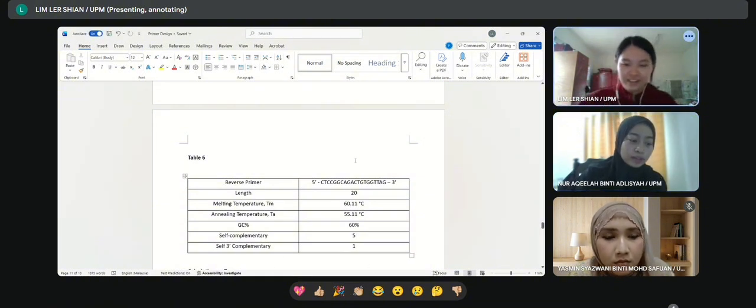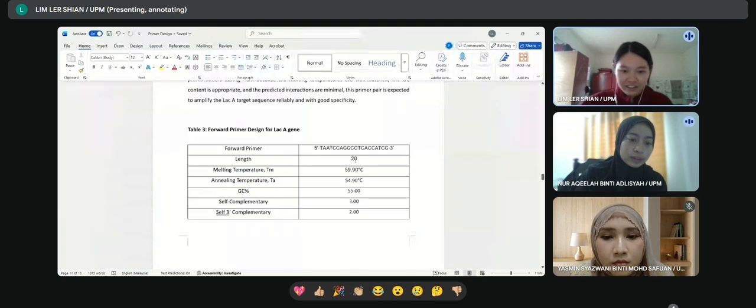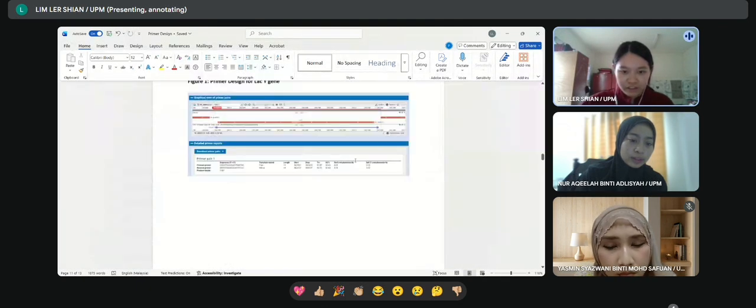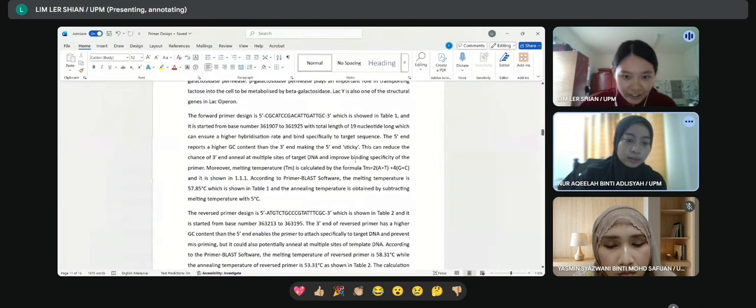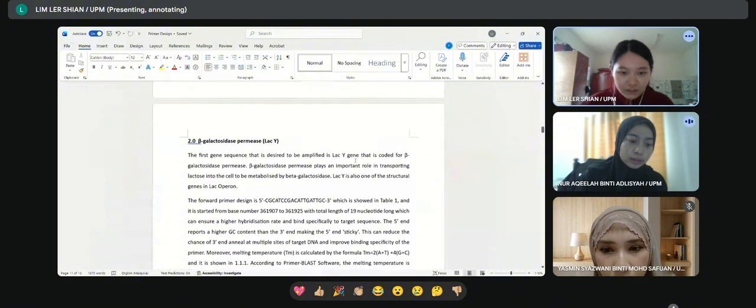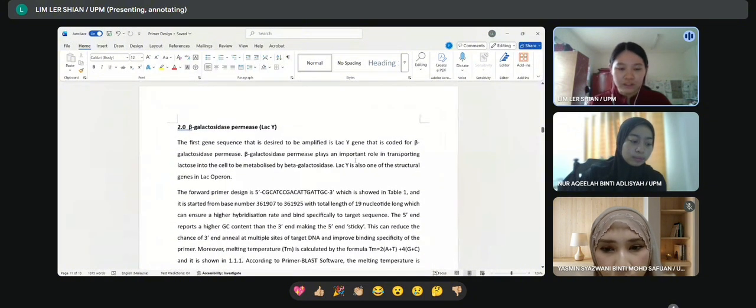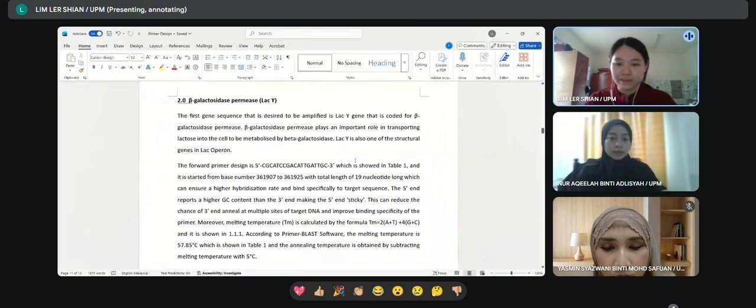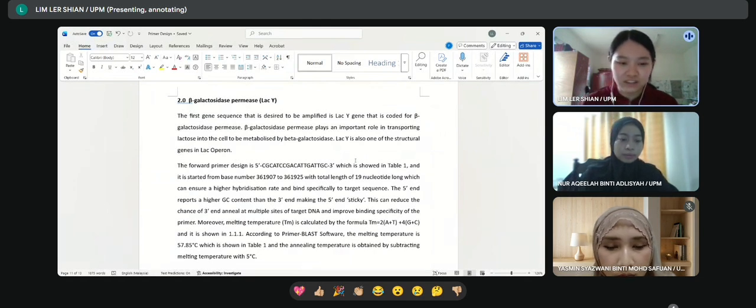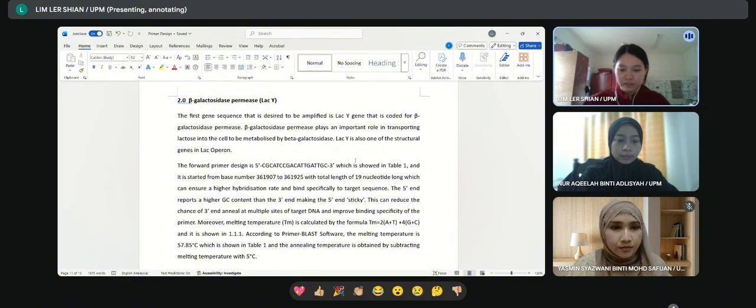So the lacY gene is actually responsible for the transfer of lactose. It transports lactose into the cell to be metabolized by beta-galactosidase, which is also an essential gene in Escherichia coli. So I think that's all from our group.